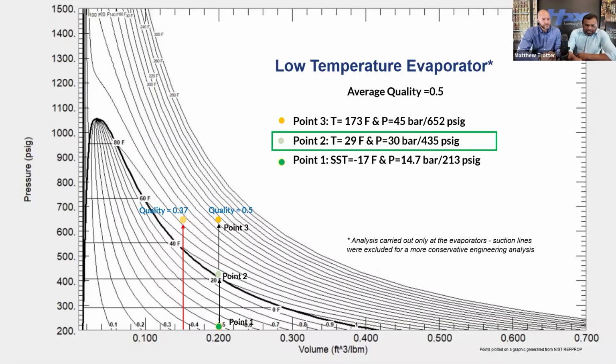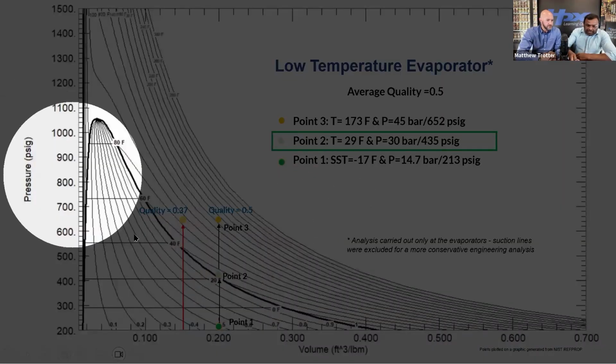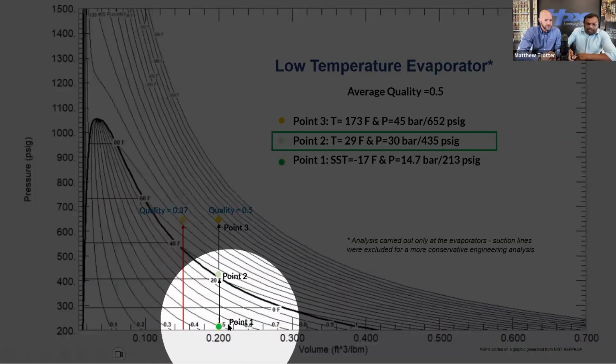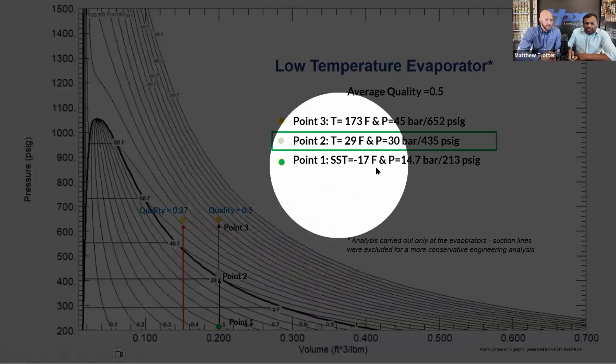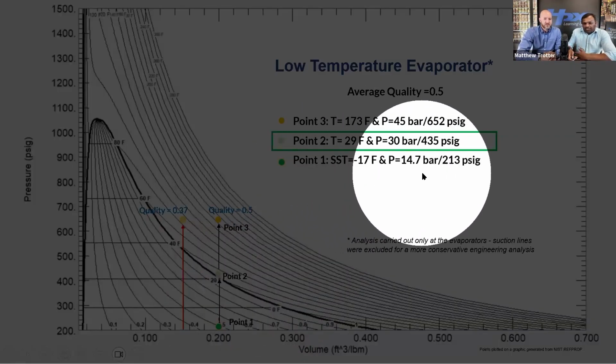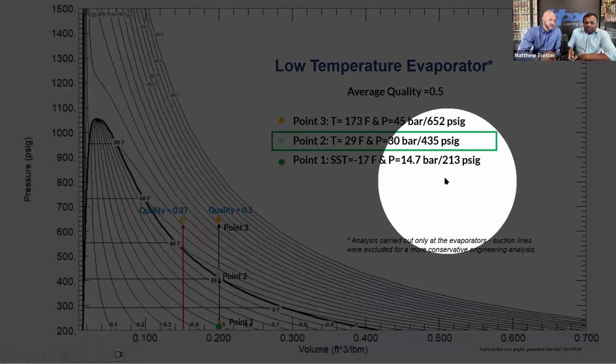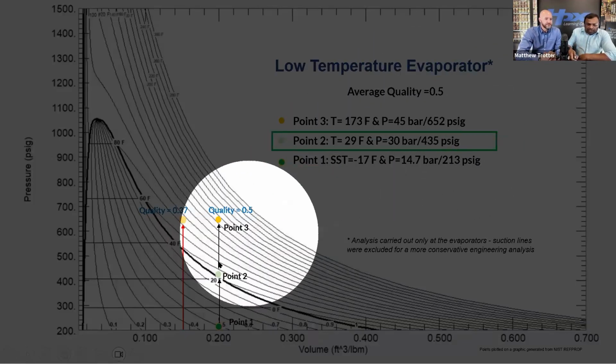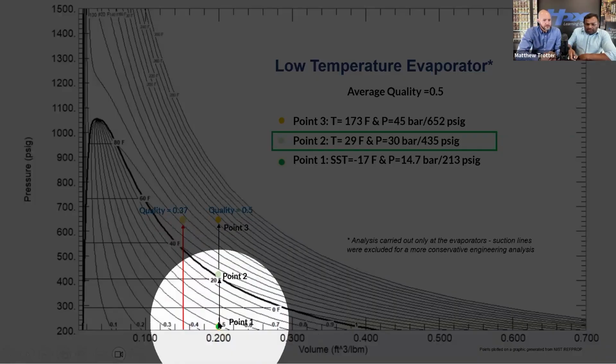So we start at this operating condition. For this example, we start at point 0.1. The 0.1 is like minus 17 degrees saturated suction and a pressure of like 14.7 bar and 213 psi. This is like a low temperature evaporator. So this is where we start when we lose the power.